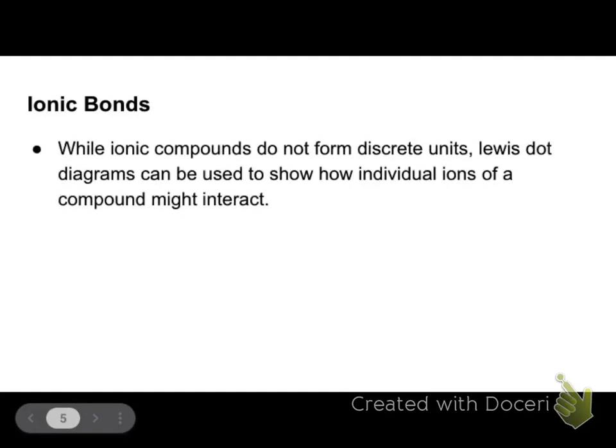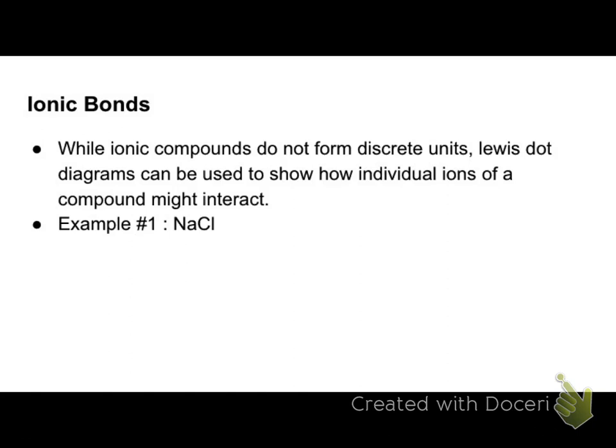While ionic compounds don't form discrete units, we can still use Lewis dot diagrams to show how individual atoms of a compound might interact with each other. So let's see what that looks like. We know that in sodium chloride we're not just going to have one sodium and one chlorine atom, but for the sake of helping us understand how this process works, let's pretend that that would happen.